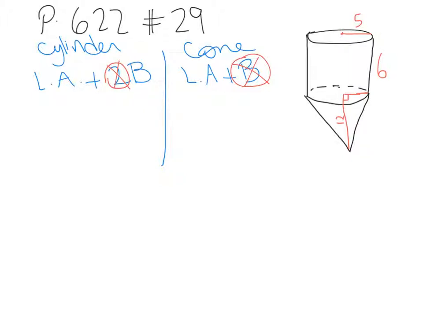Okay, well, the lateral area of a cylinder, the lateral area is the circumference times the height. So the lateral area is just the circumference times the height. Well, what's the circumference? The circumference is pi times the diameter. And the area of the base is pi r squared.